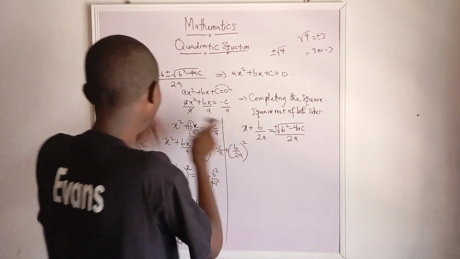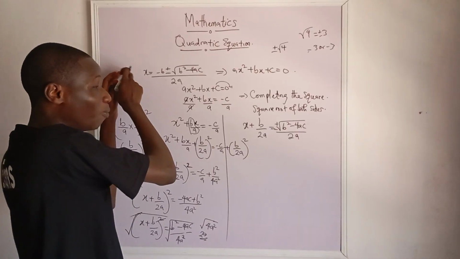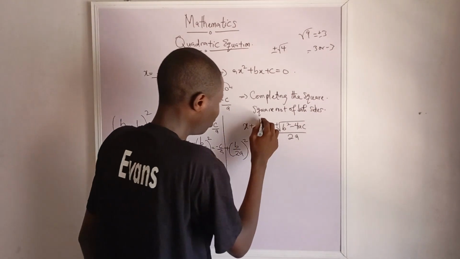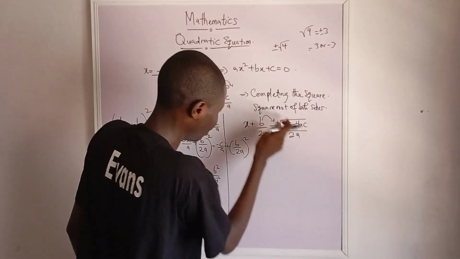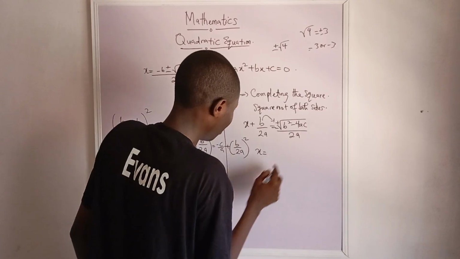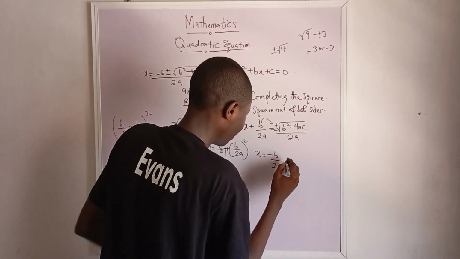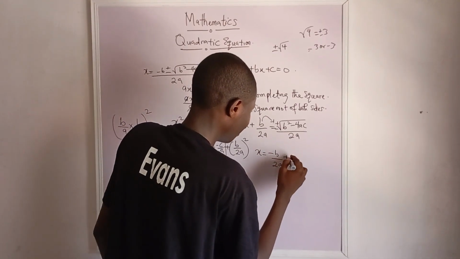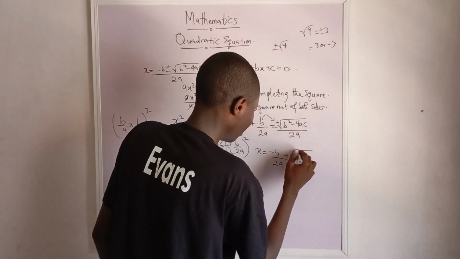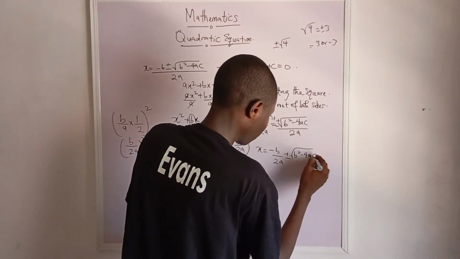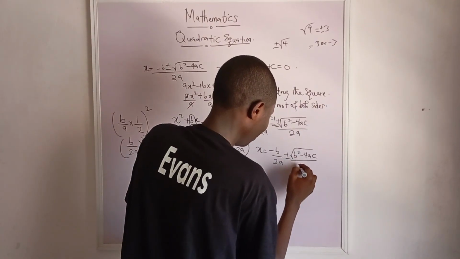So you see that we are already getting almost the same answer. Now what's the next thing you are doing? Bring this to this side. You bring this to this side. You have x alone. You're now going to be having minus b over 2a plus or minus square root of b squared minus 4ac over 2a. You can see now.